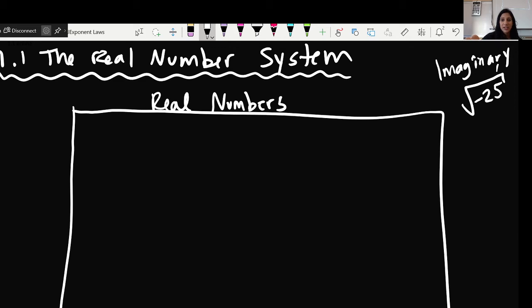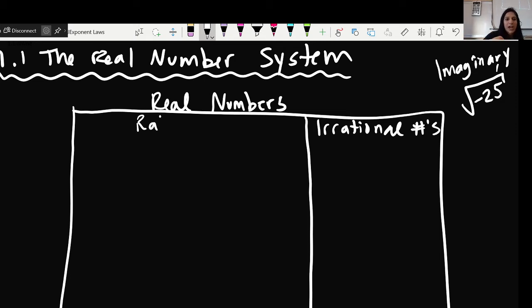So within the real numbers, there's actually two different types of real numbers that we could have. So I'm going to split this down here, and we could have something called irrational numbers. And over here we would have rational numbers. And I will say this, you have this exact box or something close to it in your book in section 1.1, so it's up to you. If you want to copy it down, you can.